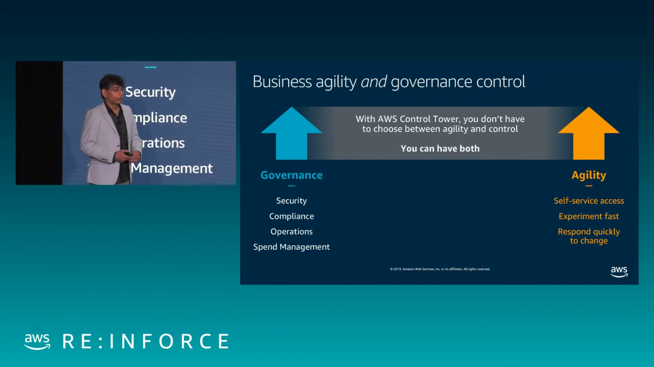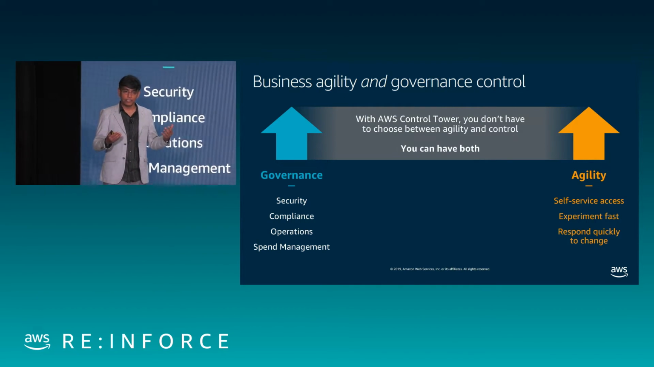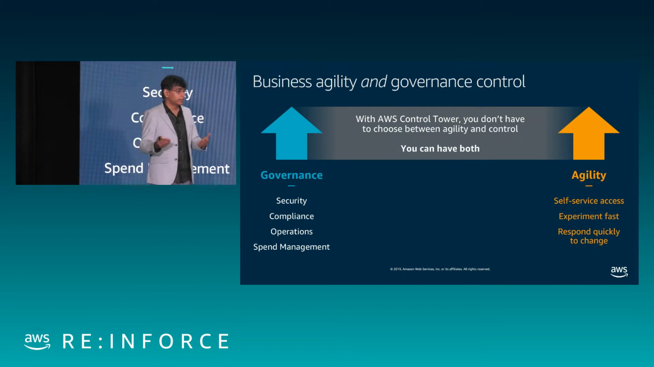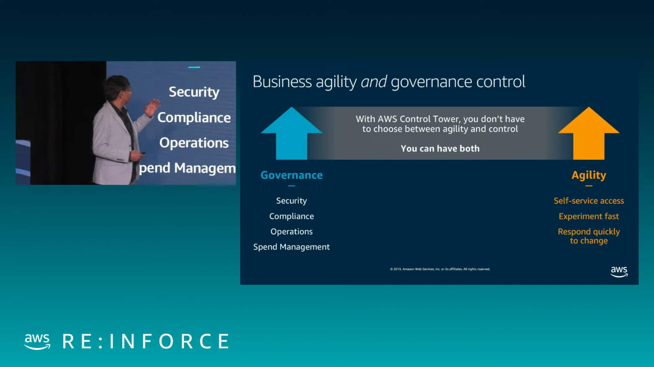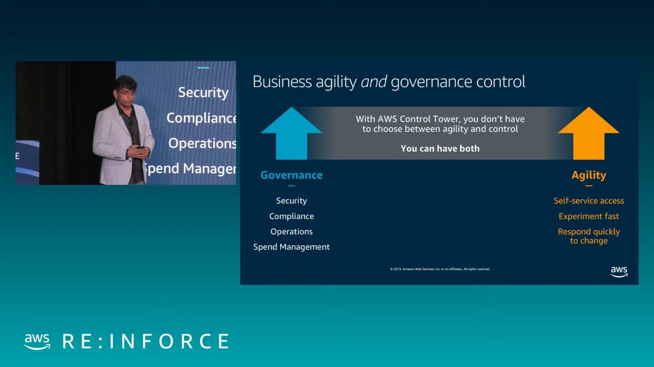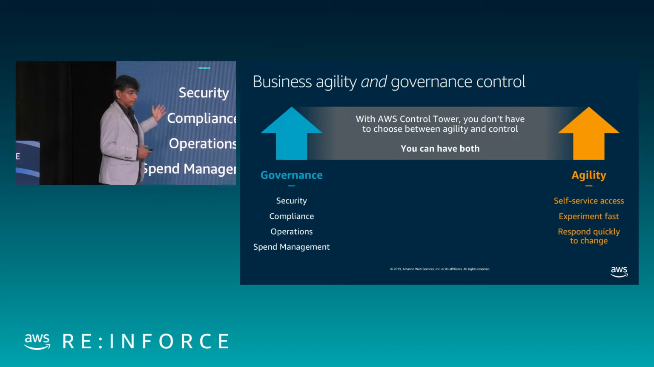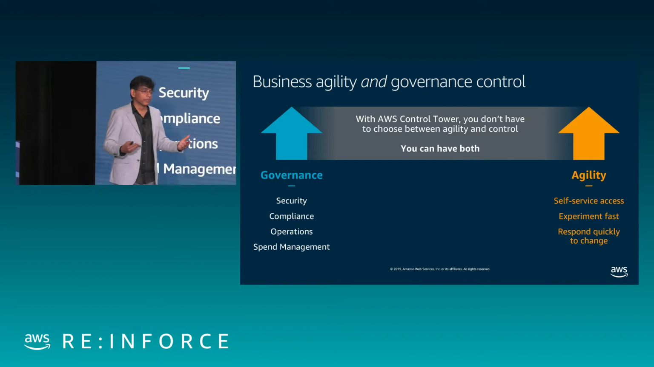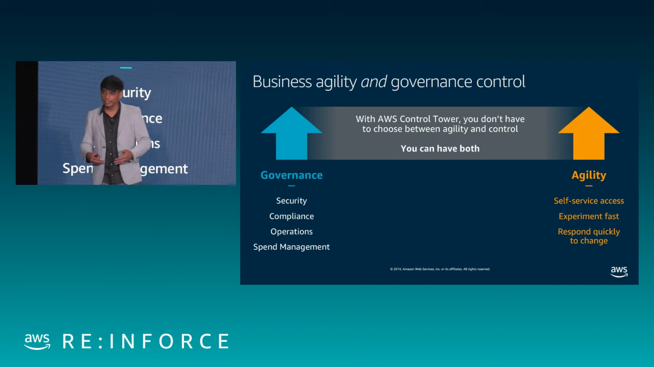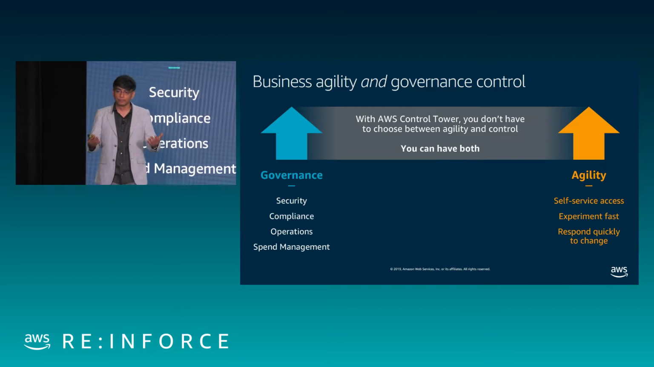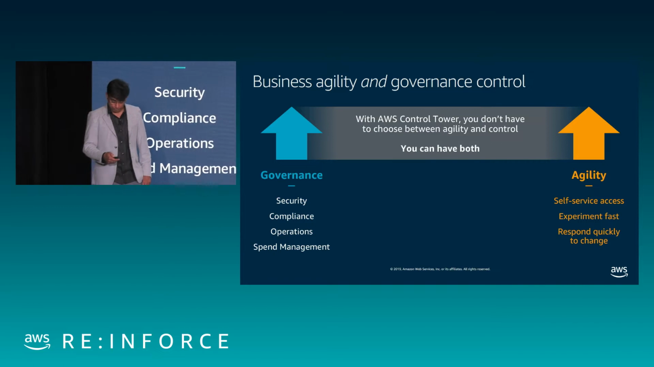And not anymore. With AWS Control Tower, now there's a way where enterprises can cater to the needs of business agility as well as governance control. So with Control Tower, IT and your builders can have the agility that they need, while central policies for security, compliance, operations, and spend management can be governed centrally. Business developers can have the self-service access that gives them the speed and agility.